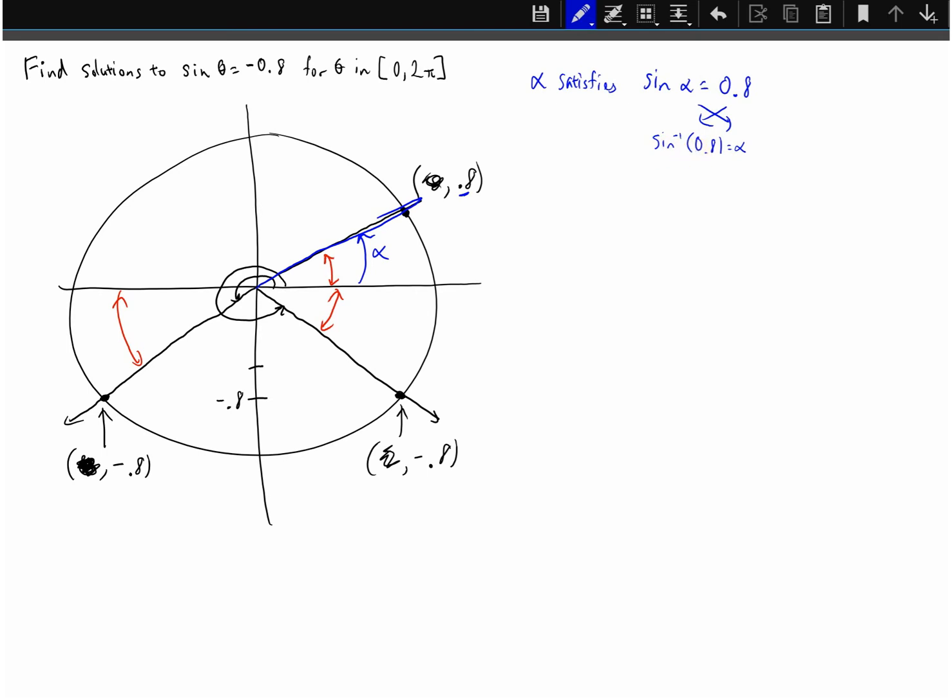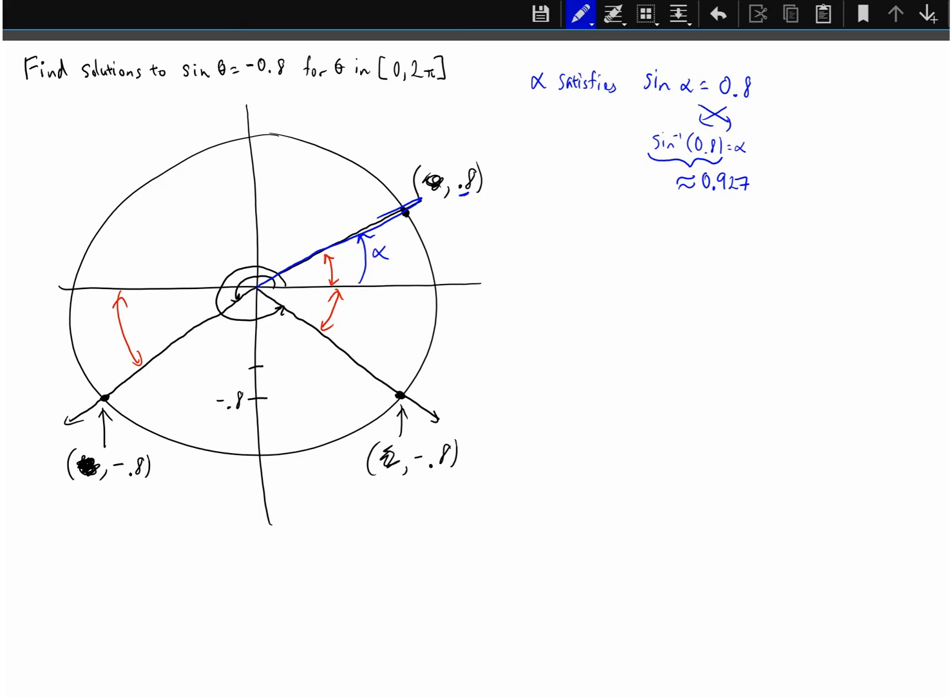I did this in Google, and well, I guess I didn't yet. Let me type this into Google. If you type arc sine of 0.8, then you'll get that this number right here is approximately 0.927 radians. Now, you don't need the number itself to finish this problem, but it's nice to keep in mind that this is a number.